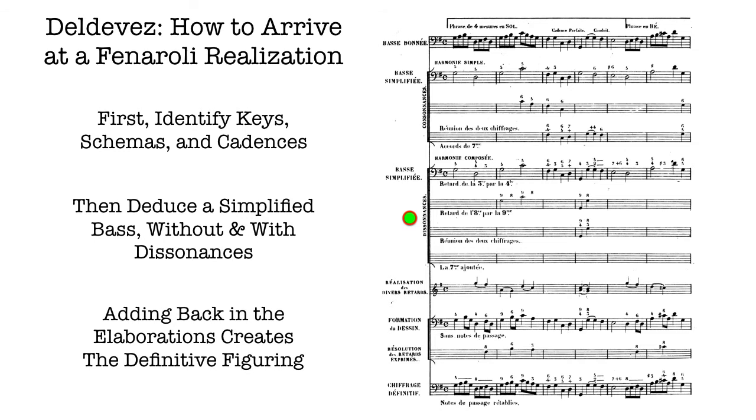So then one begins to add back in the elaborations in order to create a definitive figuring. So there are the resolutions of dissonances like suspensions. That creates a working draft, and from there you can proceed to a definitive figuring. And the definitive figuring then becomes the basis for the realization.